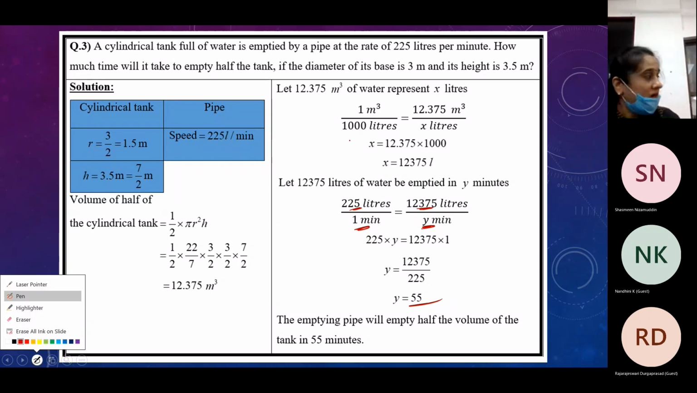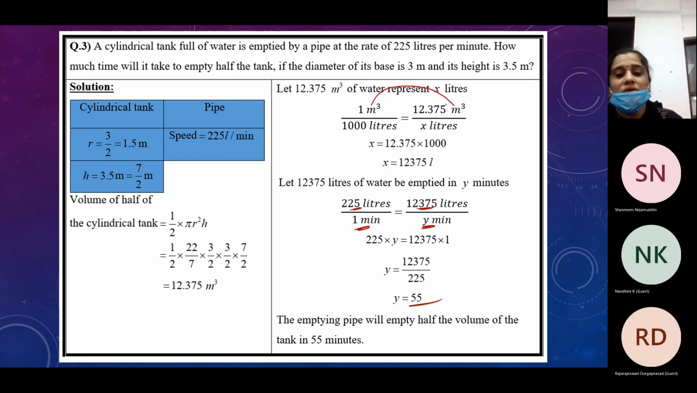This is called a proportion. In the proportion, you must have the same units in the numerator and the same units in the denominator. Meter cube in the numerator, liter in the denominator, or liter in the numerator, meter cube in the denominator. Same thing here: liter in the numerator, minute in the denominator, or the other way around. Work.